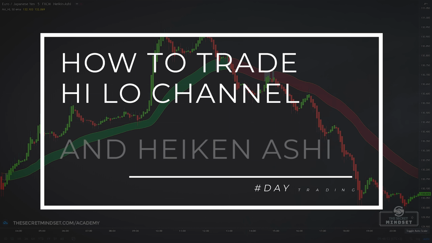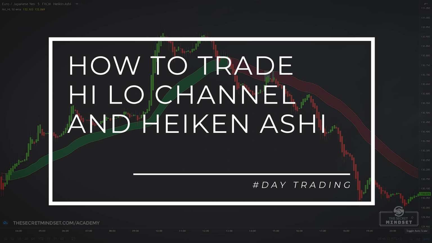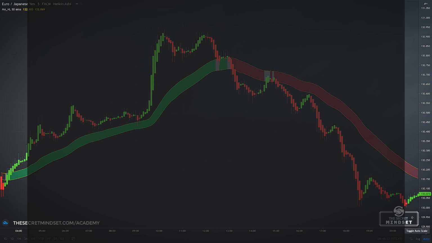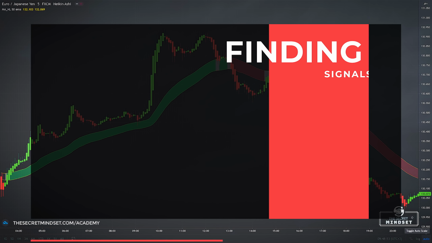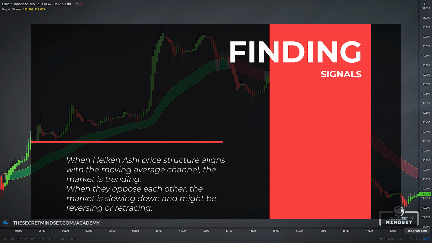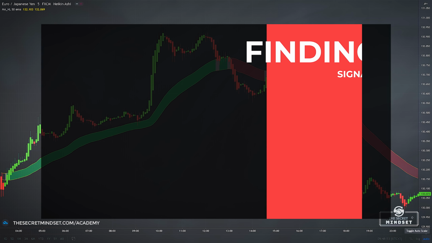But the markets aren't always that simple to analyze. To make sure that you are not trapped at the end of a trend, we need to examine price action using Heikin Ashi. When the Heikin Ashi price structure aligns with the moving average channel, the market is trending. When they oppose each other, the market is slowing down and might be reversing or retracing.